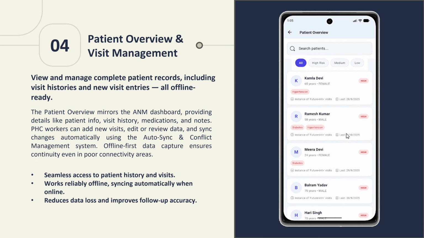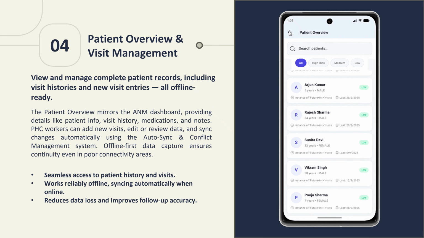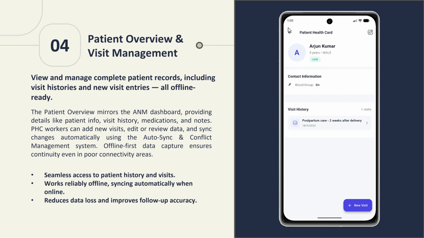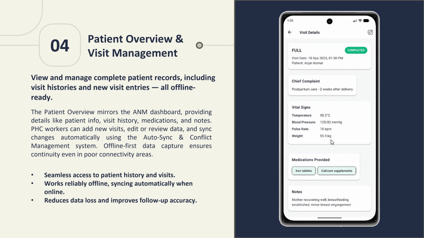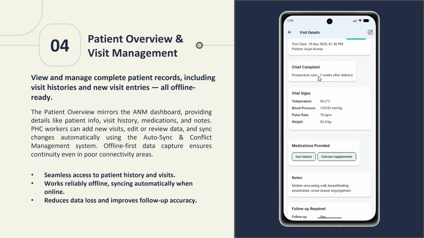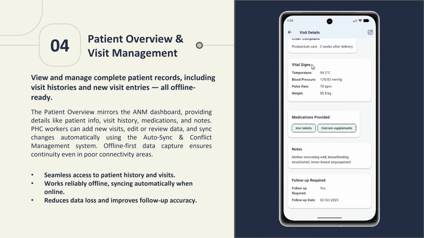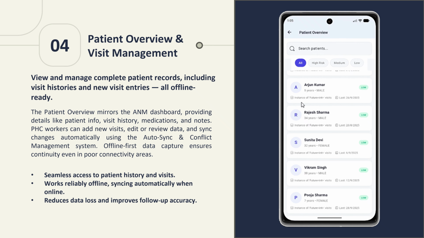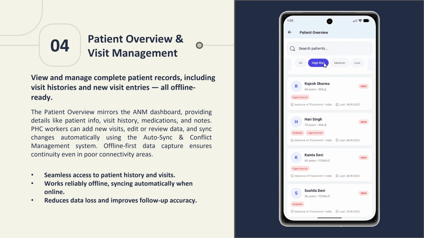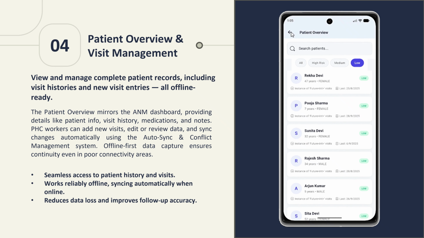Next, we move to the patient overview section. Similar to the ANM dashboard, where we can view the complete patient details, from here PHC workers can add a new visit, check visit histories, and view all the visit related details such as visit date, patient name, medication provided, and follow up dates. Patients can also be filtered based on the risk level, high, medium, or low. For example, the system may highlight high risk patients that require immediate attention.